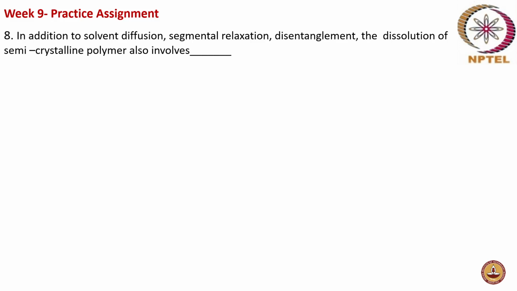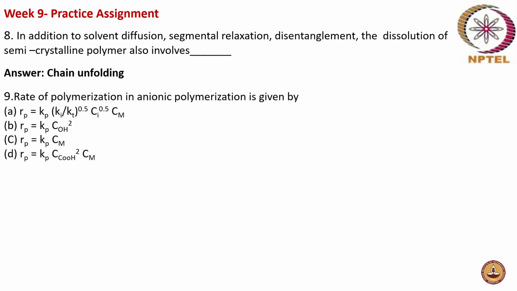So diffusing of solvent, segmental chain relaxation, unfolding. Yes, perfect. So in case of semi-crystalline polymer, there will be a lamella arrangement and chain arrangement. So that chain arrangement should also be removed by the solvent, right? For dissolution. So that is the additional task in case of a semi-crystalline polymer, or that is the additional complexity in case of dissolution of semi-crystalline polymer. Okay. Now let's go on to next question.